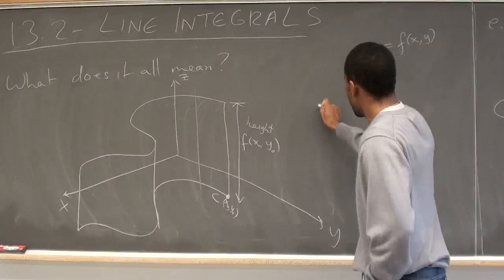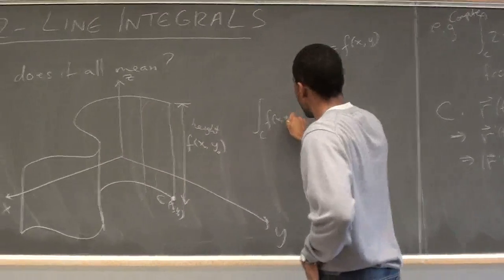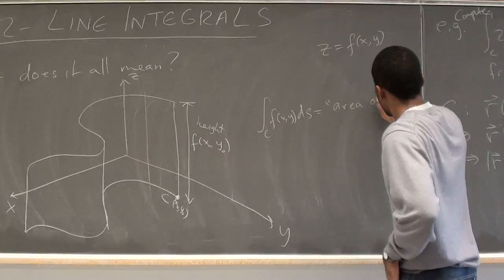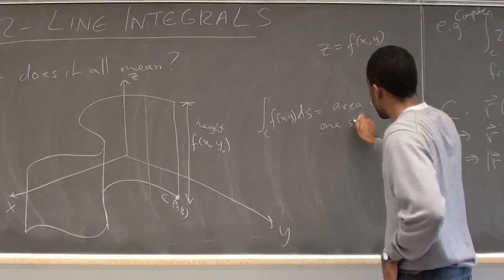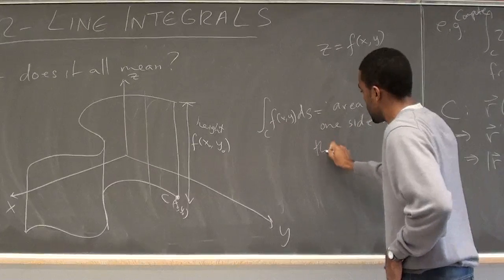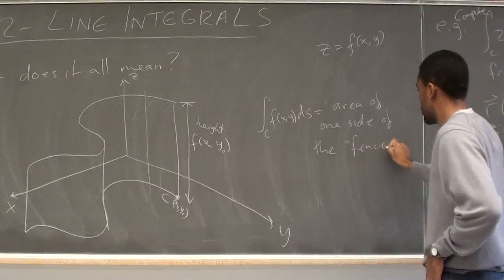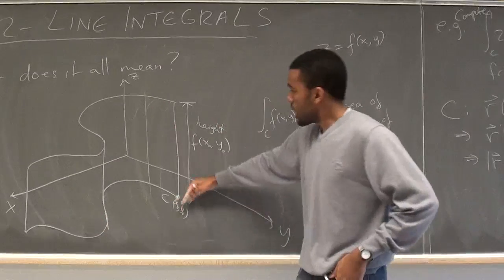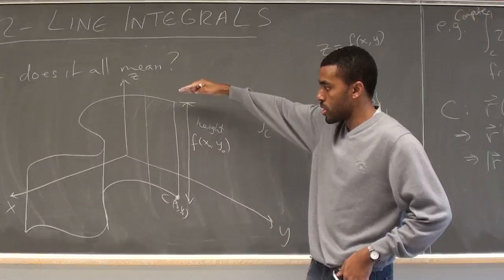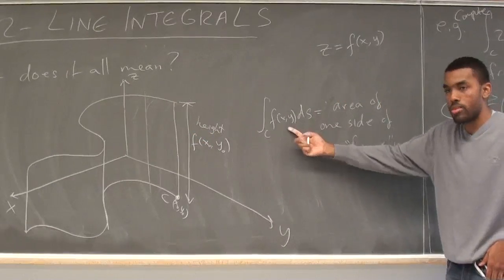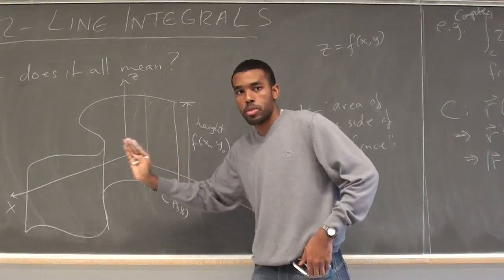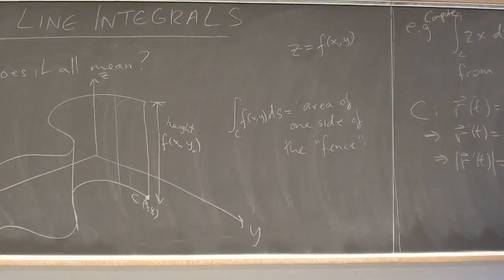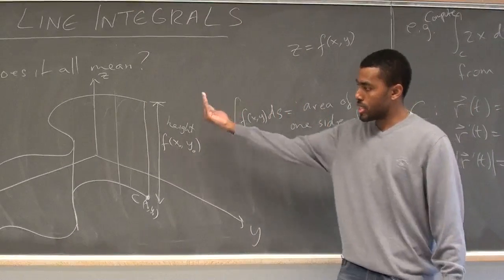So here, if you see the integral of f of x y ds, what that means is it's the area of one side of the fence, for lack of a better word. You have some random curve in your xy plane. The height above that curve is dictated by some other function. If you do the line integral along that curve of that function, it will actually give you the area that spans along this fence. We assume the thickness is nothing, it's infinitesimal. But it gives you the area of the side of the fence.